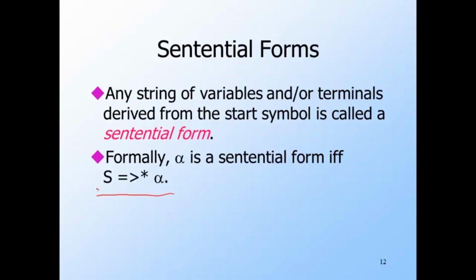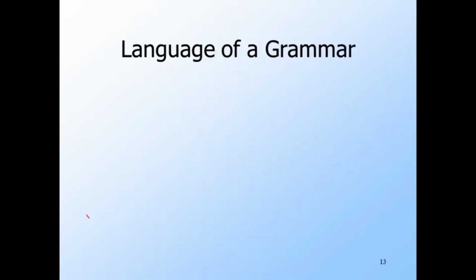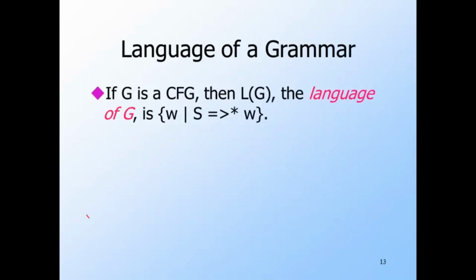The sentential form can consist of any mix of terminals and non-terminals. The language of a grammar G is the set of terminal strings W such that the start symbol of G derives W.